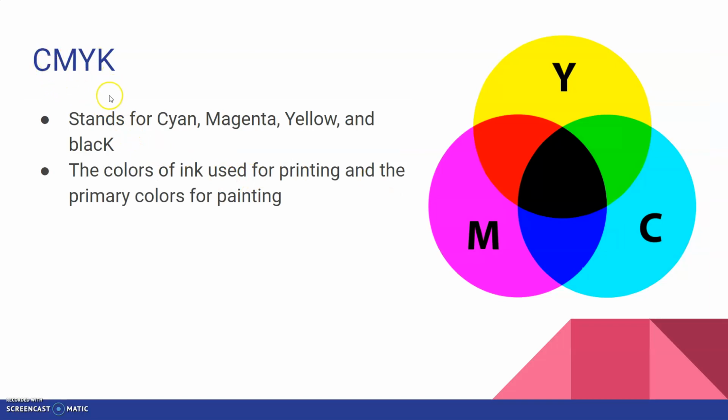Then there's CMYK, which stands for cyan, magenta, yellow, and black, with the K standing for black. The colors of ink, these colors are what's used in ink printing and the primary colors for painting, maybe? The book says red, yellow, blue, but that seems to be a topic for discussion of whether or not it's red, blue, and yellow, or if it's magenta, cyan, and yellow.